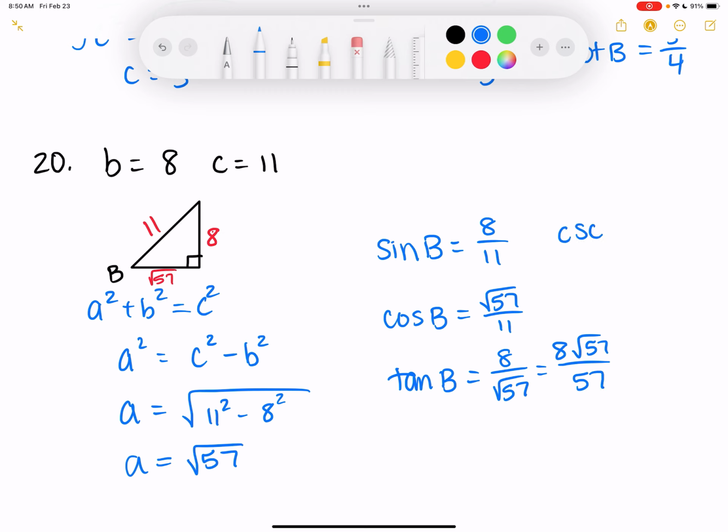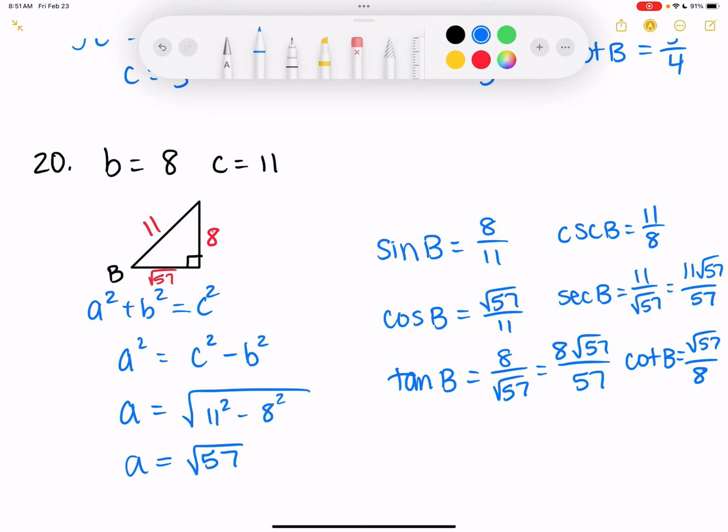Cosecant of B: 11 over 8. Secant of B: 11 over root 57, which should be 11 root 57 over 57. And cotangent of B: root of 57 over 8. And when you've rationalized, it's always better, like you did, to use the original one, because then you don't have to unrationalize it. It just makes for a lot more work.